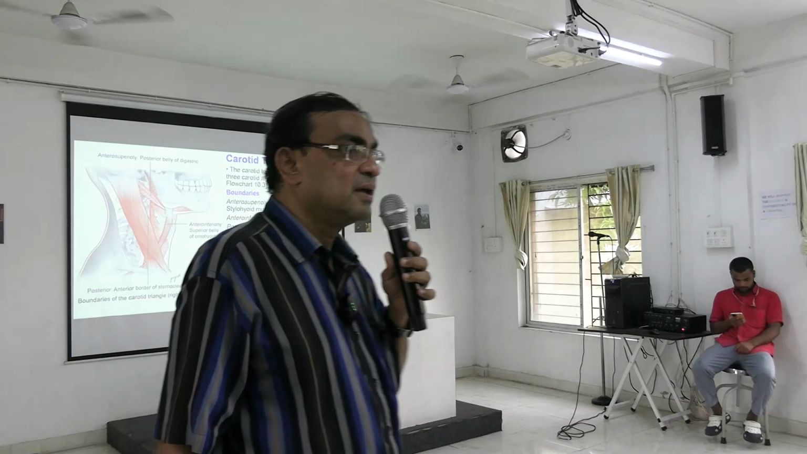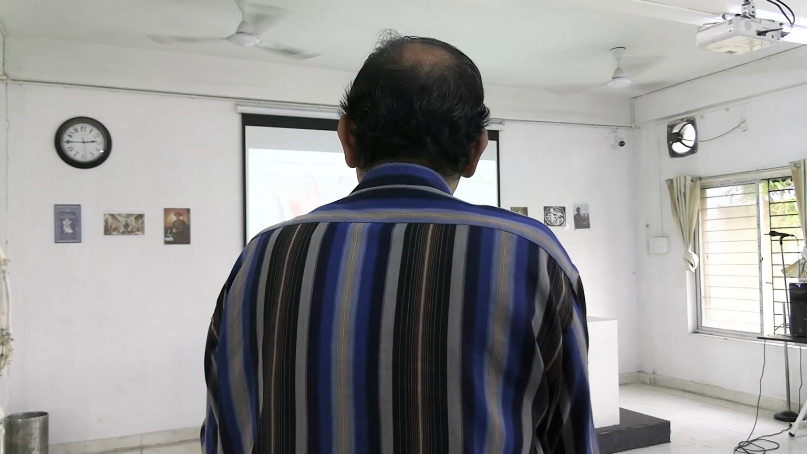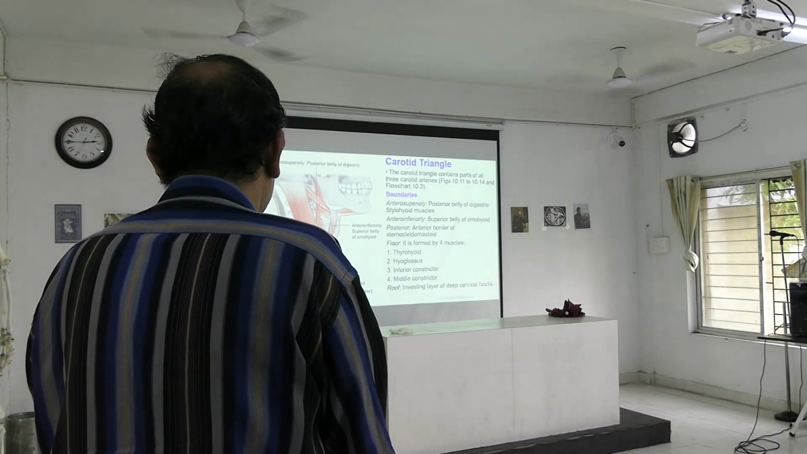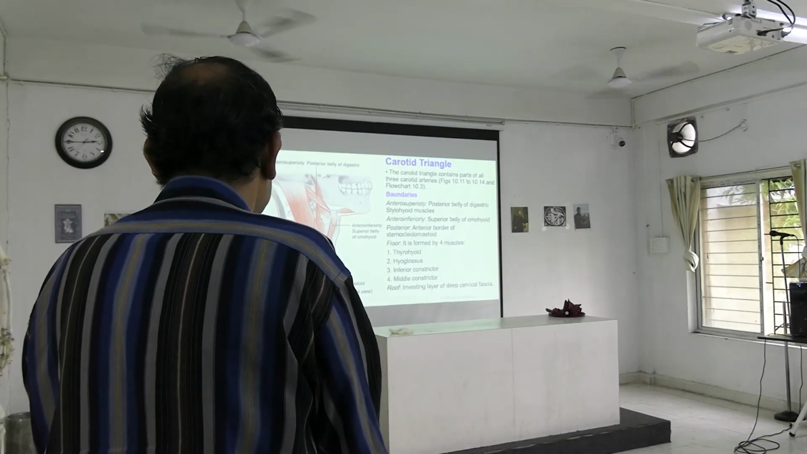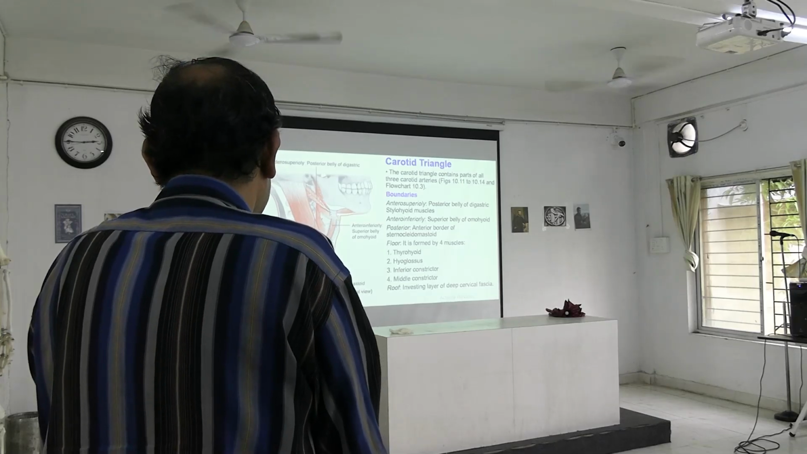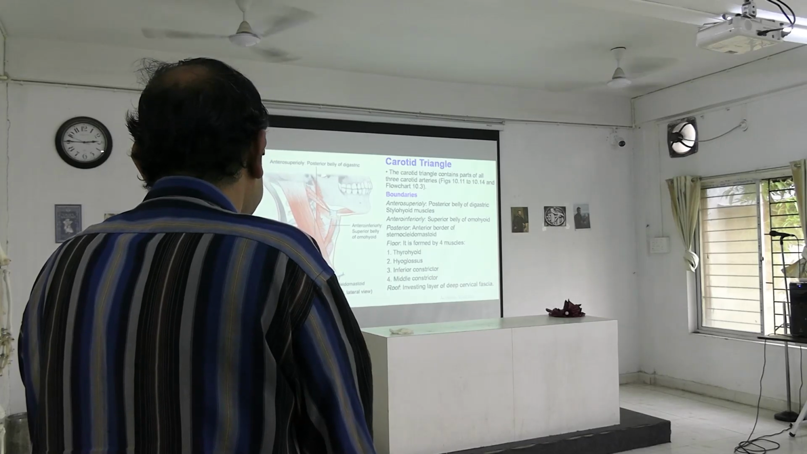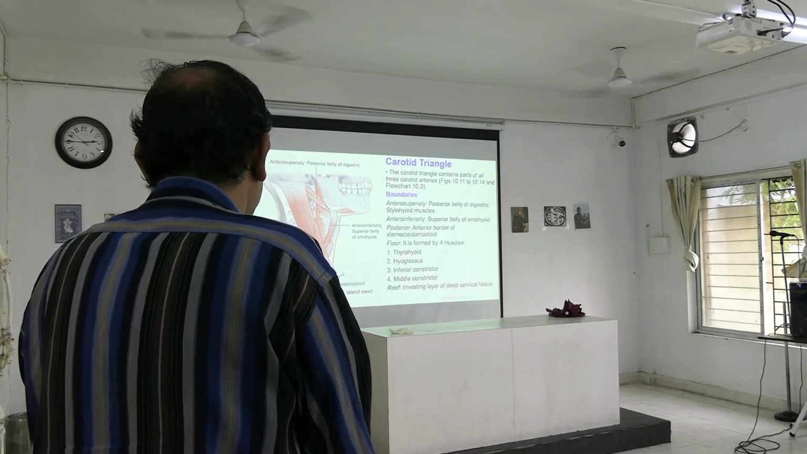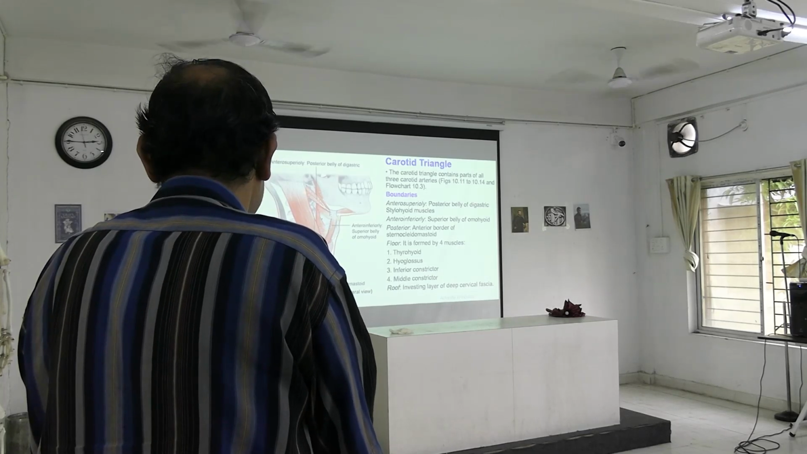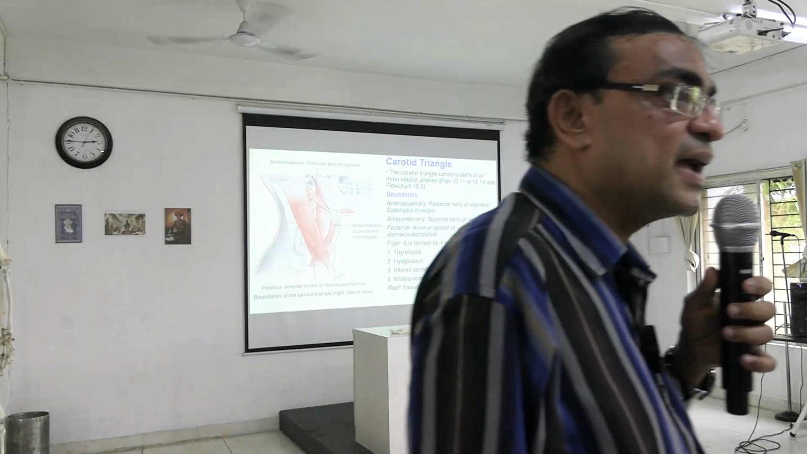Now about the carotid triangle. This is the carotid triangle. It is bounded above and in front by the posterior belly of the digastric, below and anteriorly by the superior belly of the omohyoid, and posteriorly by the anterior border of the sternocleidomastoid. So this is the area which is called the carotid triangle.